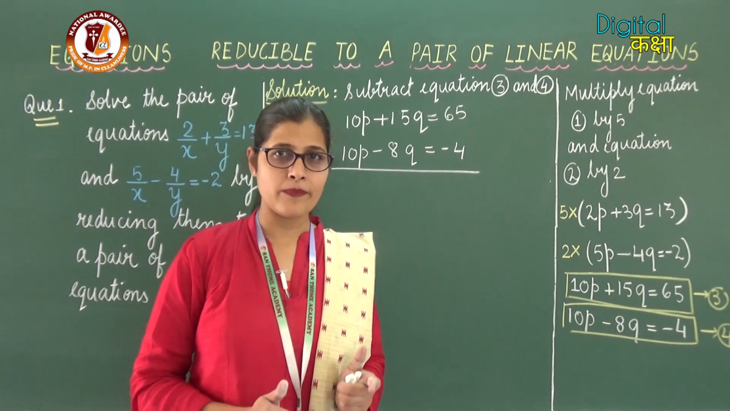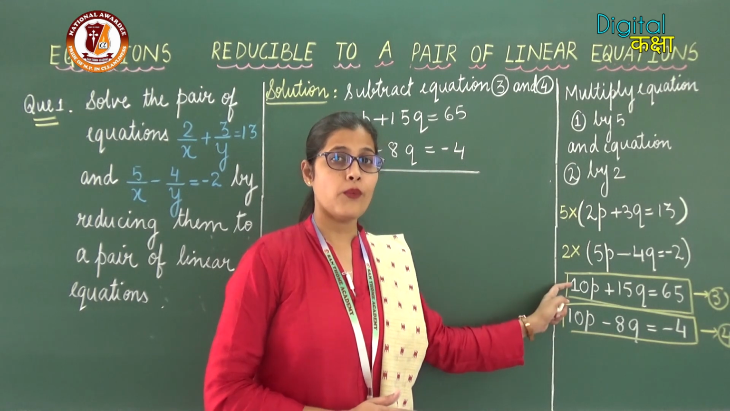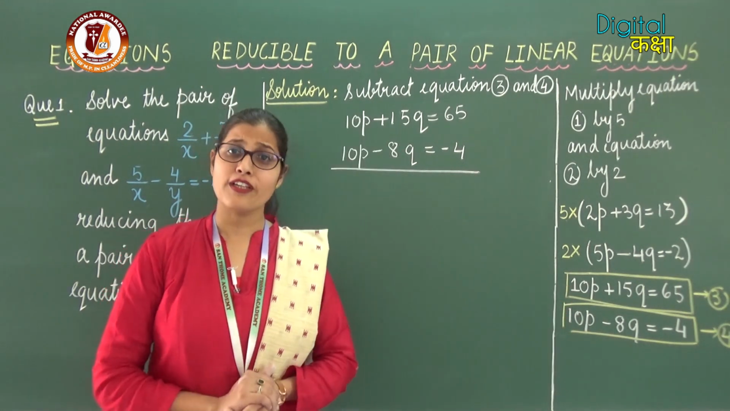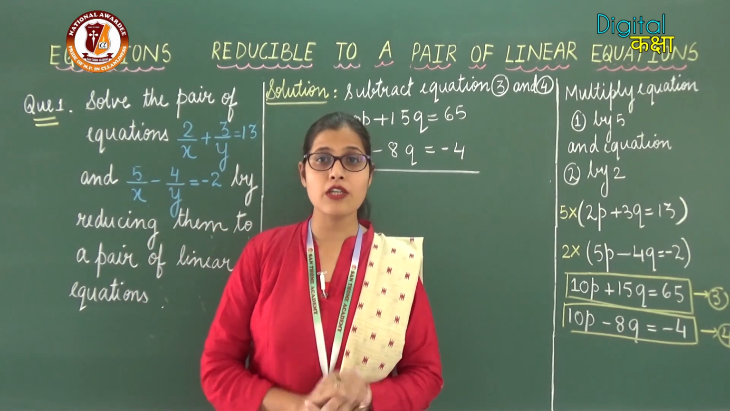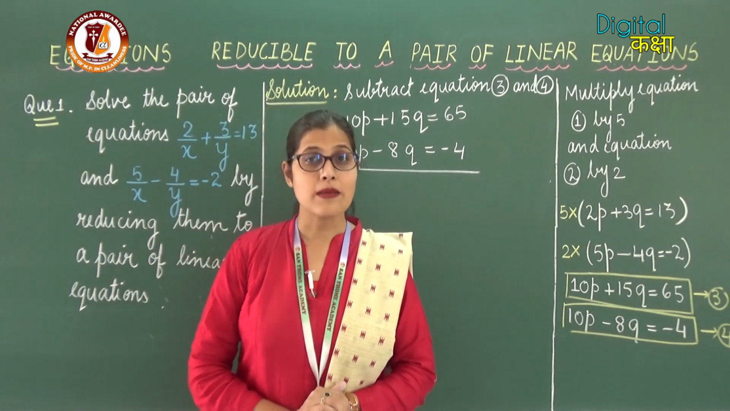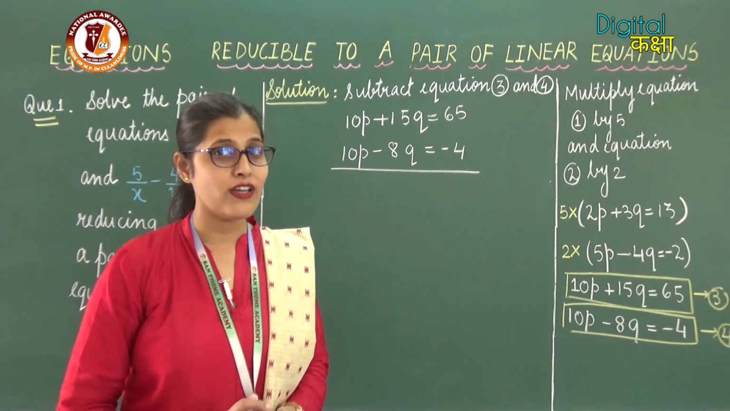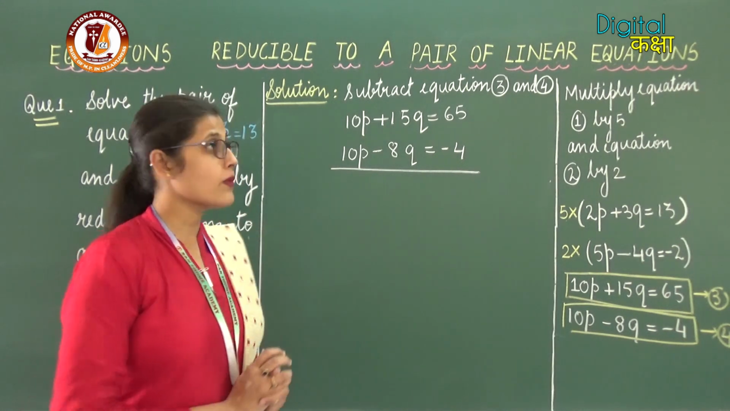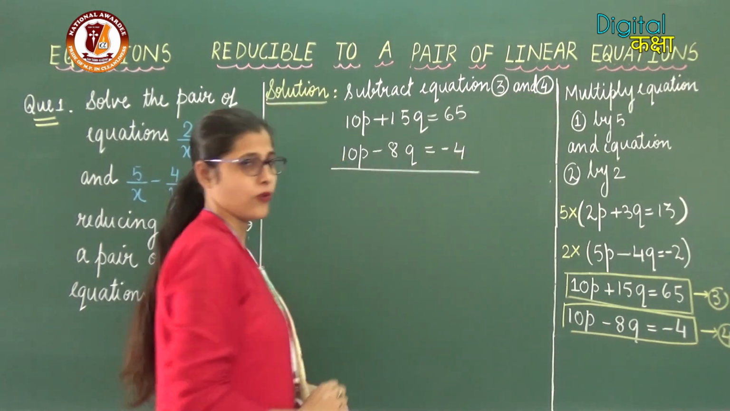As you can see in both the equations, the value of variable p is positive, and we have learned the rule that if both the values are positive, then we need to subtract both the equations to get the value of the unknown variable. So in our next step, we will be subtracting equations 3 and 4.